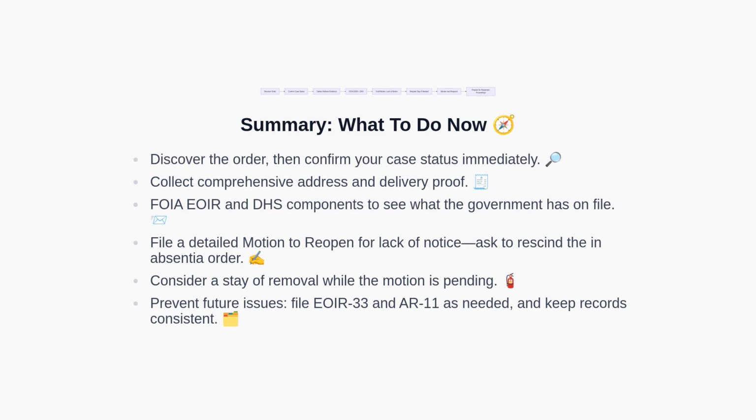To summarize, once you discover a secret in absentia order, confirm your case status right away. Next, collect comprehensive address and mailing evidence. Submit FOIA requests to EOIR and DHS components to uncover the government's address of record and notice history. Then, file a detailed motion to reopen based on lack of notice, requesting rescission of the in absentia order. Consider requesting a stay of removal while the motion is pending. Finally, prevent future issues by filing EOIR 33 and AR 11 when appropriate, and by maintaining consistent records.